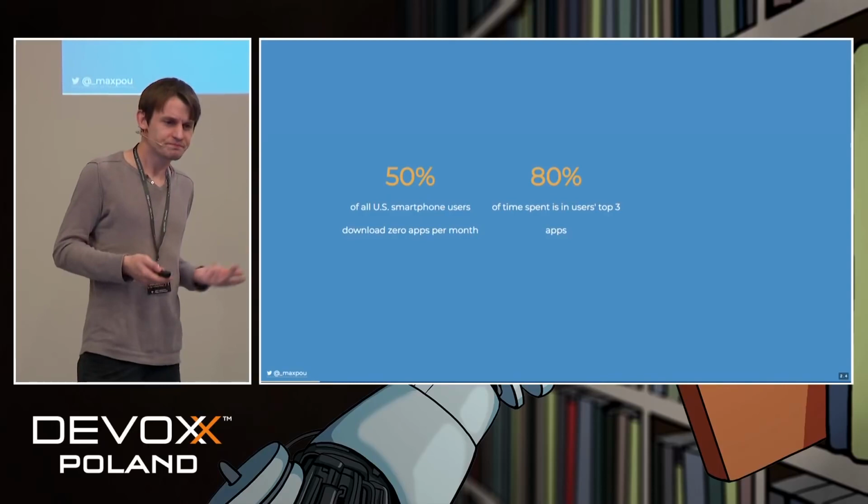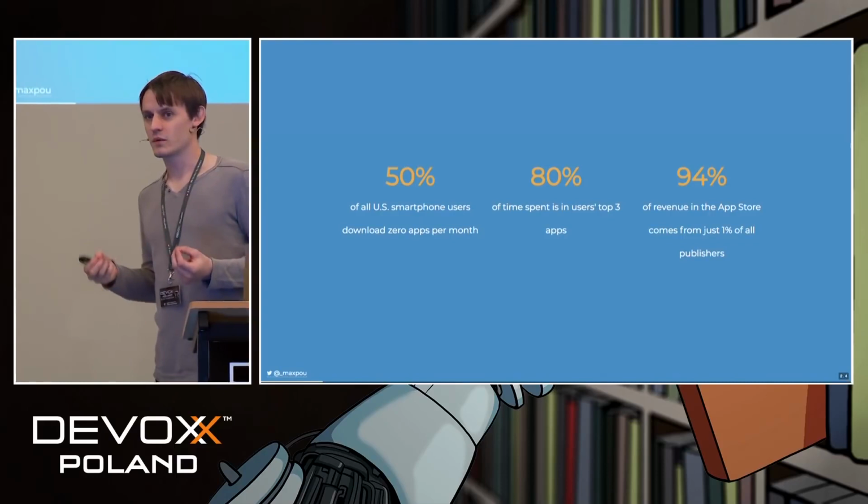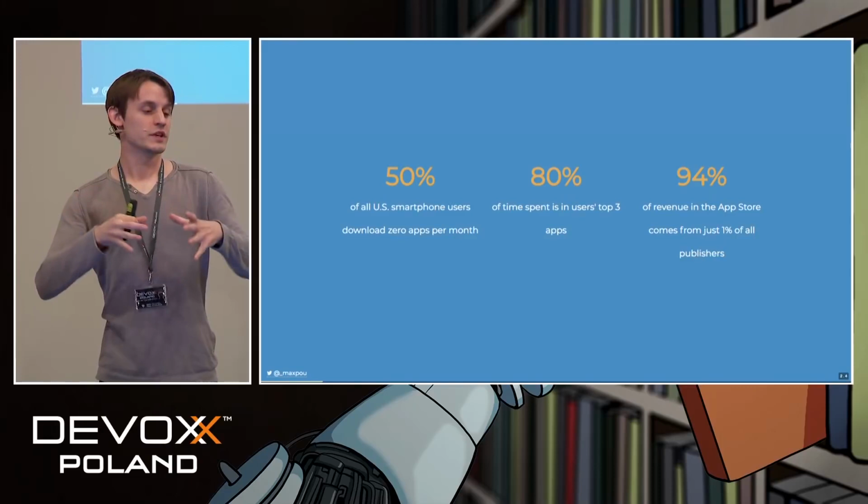There is also a big problem if you want to make an app: getting money with it. If you want to make money with an app, most of the revenue goes to the main publishers today. So it's difficult.